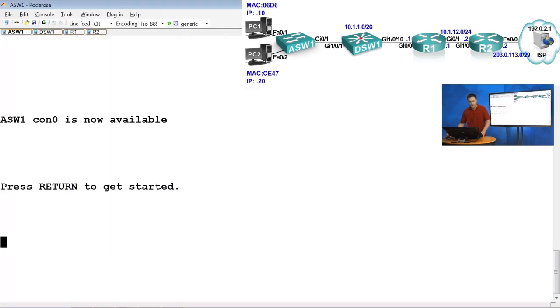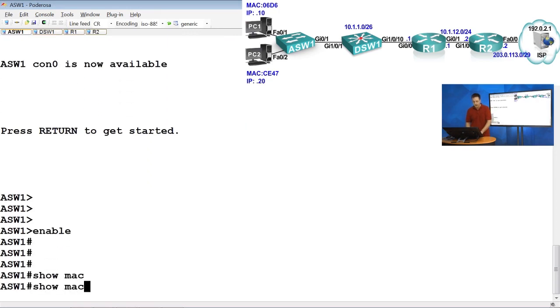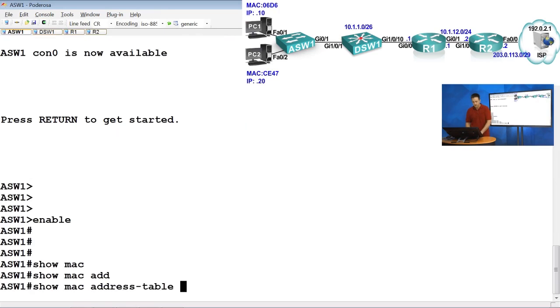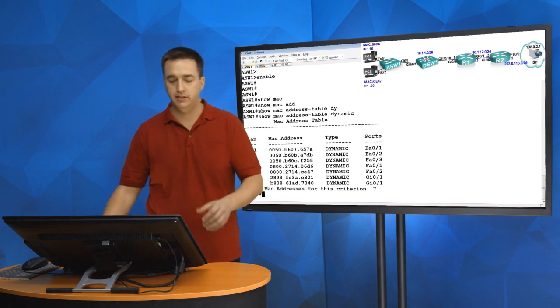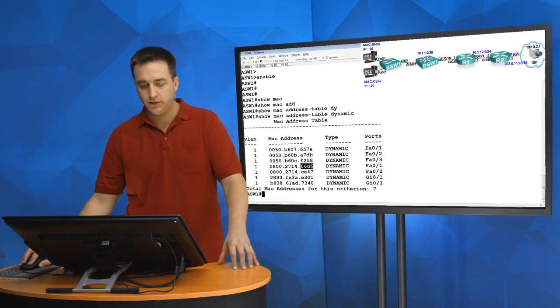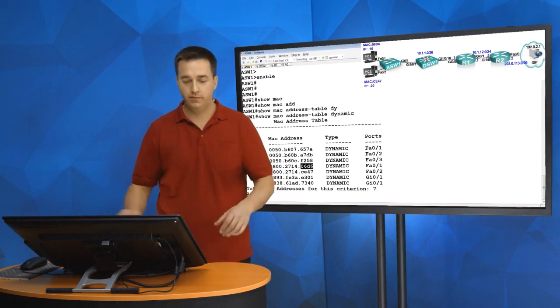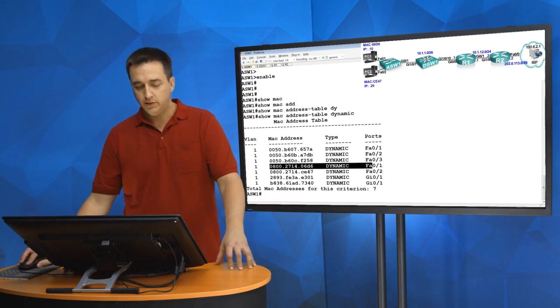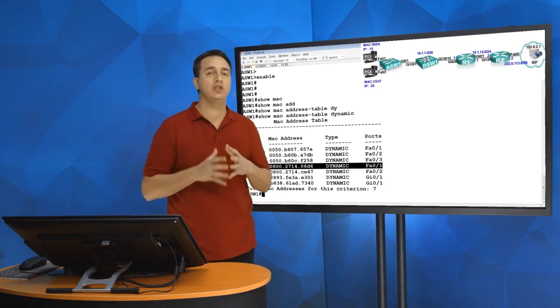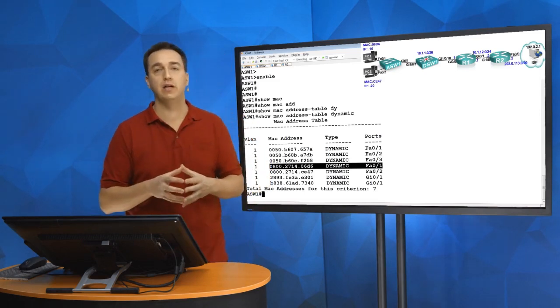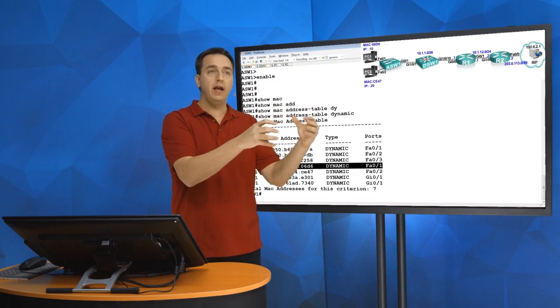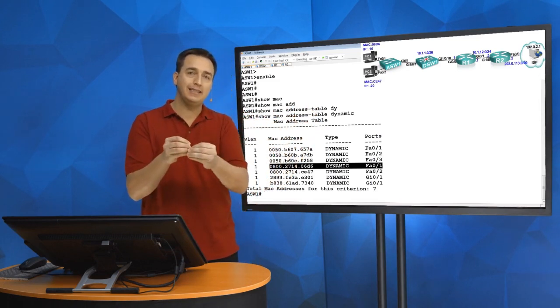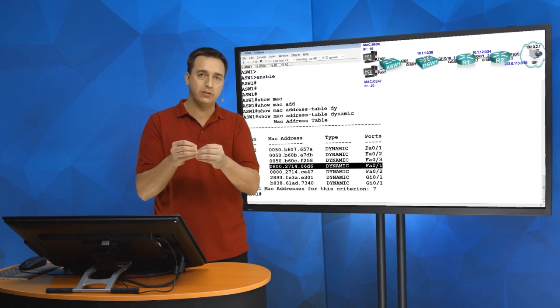So now when we go over to ASW1, let's look at our MAC address table. So show mac address-table dynamic. Let's look here for an entry of 06D6. I see 06D6 right here. That's the MAC address of PC1. Notice that entry is explicitly associated with Fast Ethernet 0/1. Why? Because the frame came from PC1 and arrived inbound on this interface, Fast Ethernet 0/1.